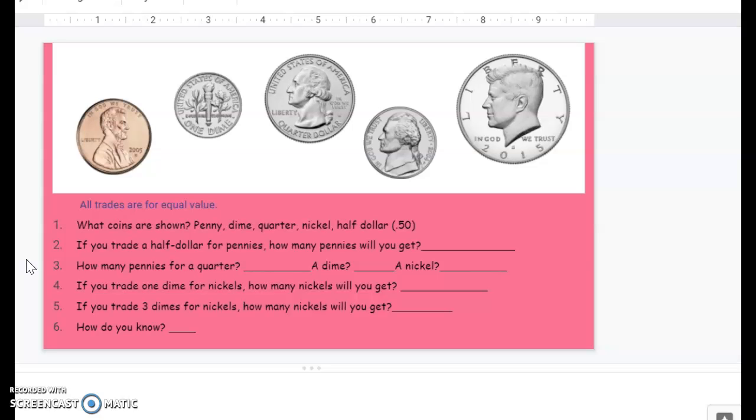Now, if this first slide was difficult for you, it might be a good idea to either find play money or real money that you have at home and use these while you are completing this assignment. A lot of times having the money right in front of you will really help you solve each problem correctly.